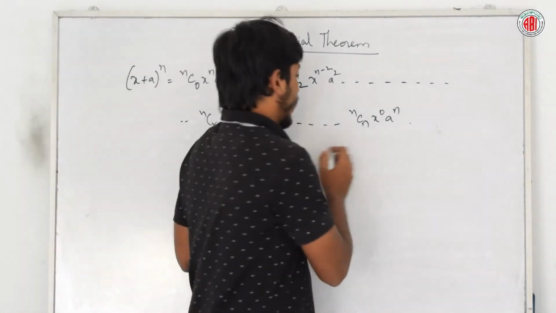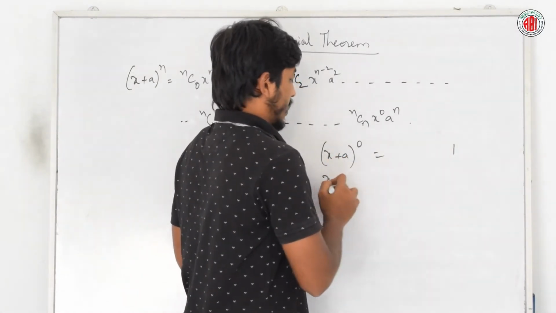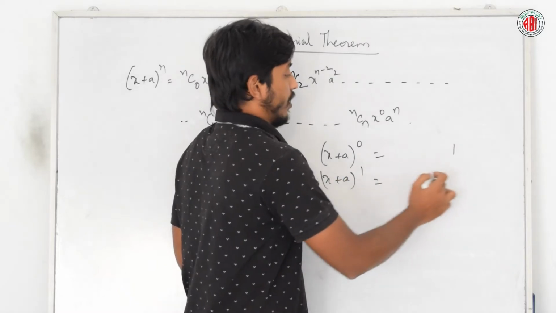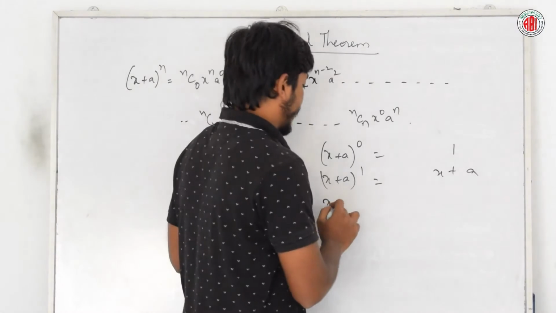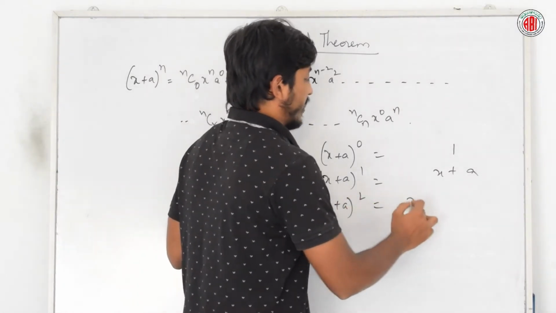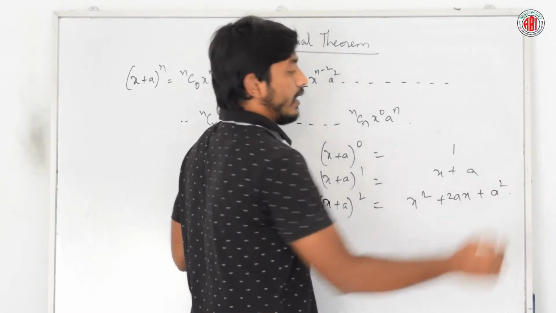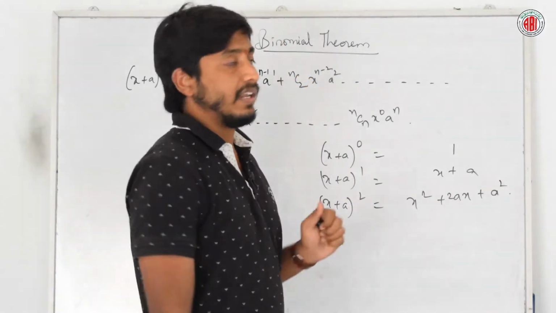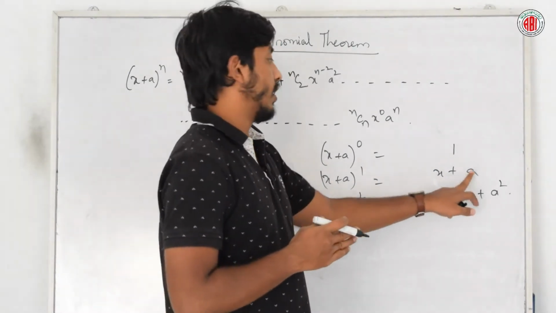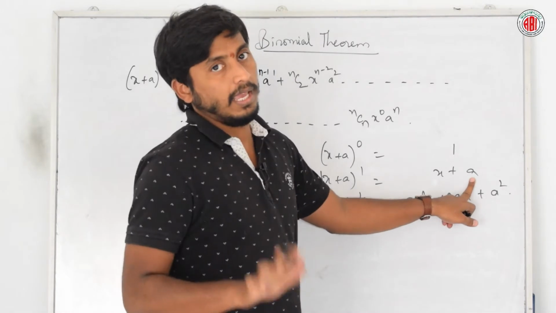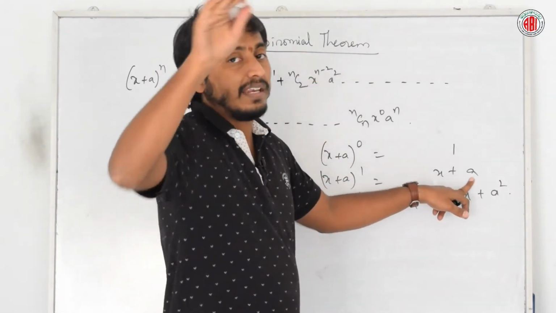Let us say (x + a)^0, that is 1. (x + a)^1, what does this mean? x plus a, isn't it? What is (x + a) whole square? That is x square plus 2ax plus a square, isn't it? If you observe it clearly, here on the left side the x is more, there is no 0. Here there is no x, there is only a, which means the value of x will be reducing, the value of a will be increasing.